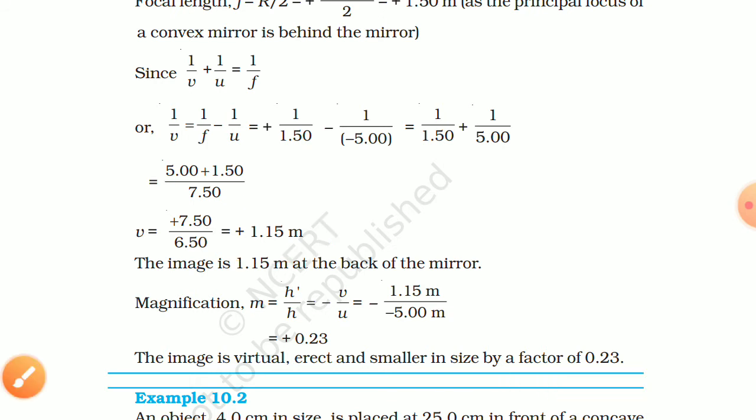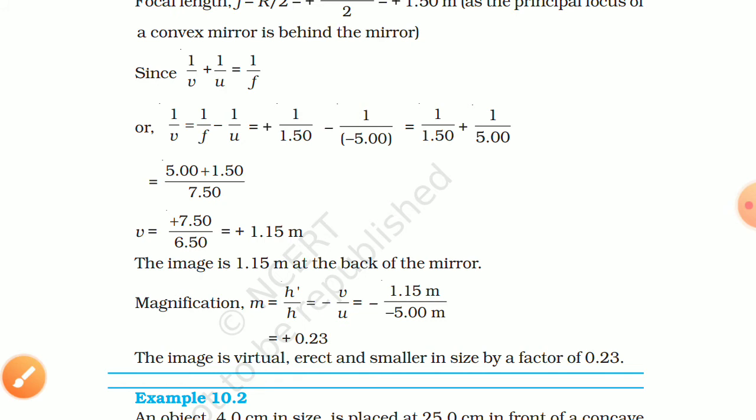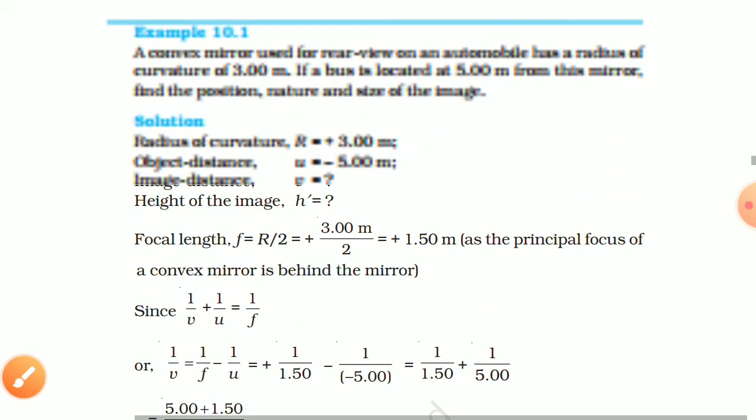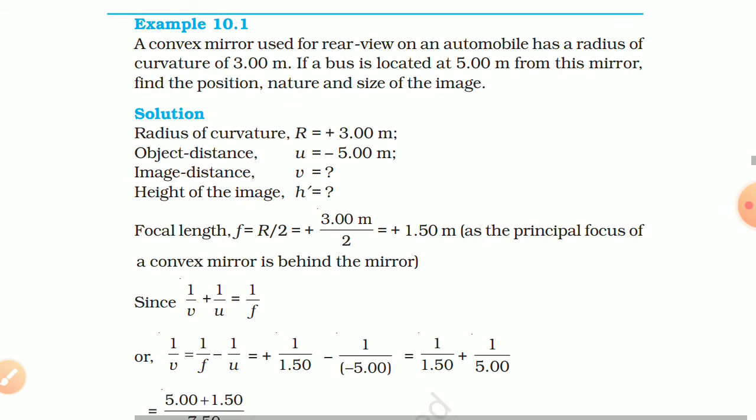This plus sign shows that we will get the image somewhere here. It is not specified its height, so whether it will be erect or inverted we don't yet know, but we know the distance of this image is plus. Due to this positive sign, that image will be on the right side of the mirror. Then the second thing, you have to find the position, nature and size of the image.